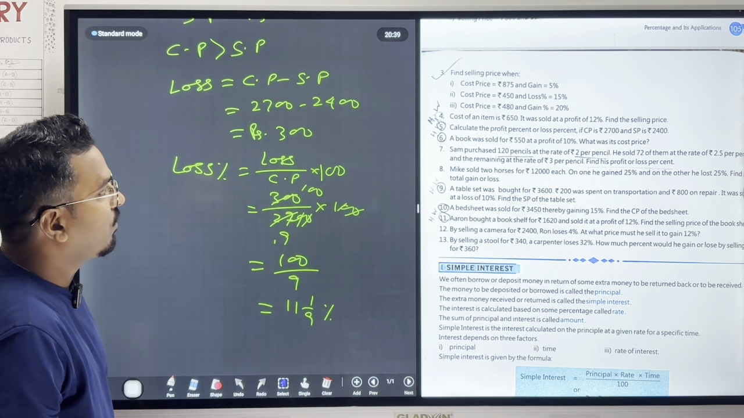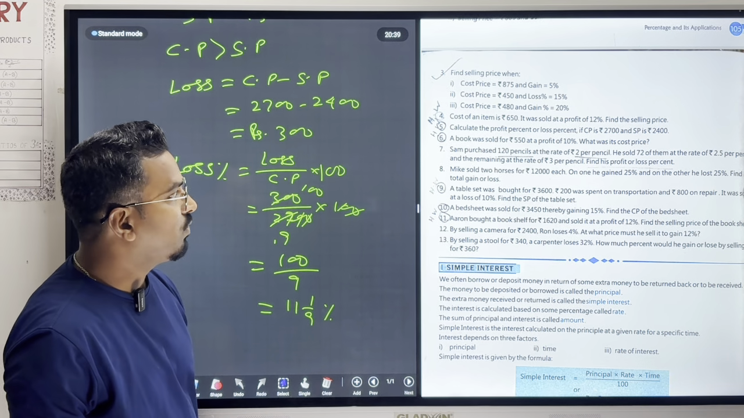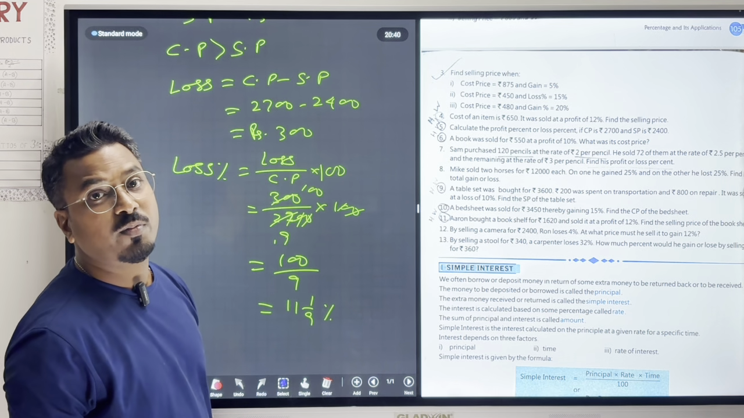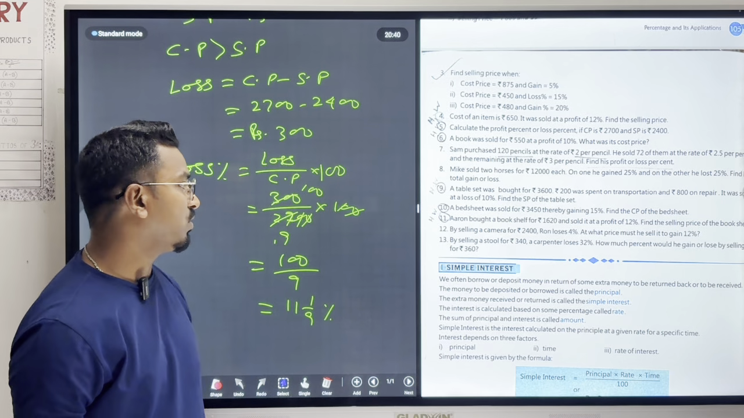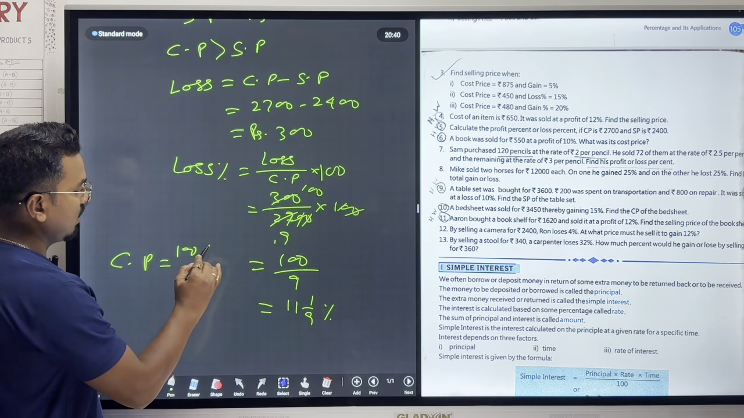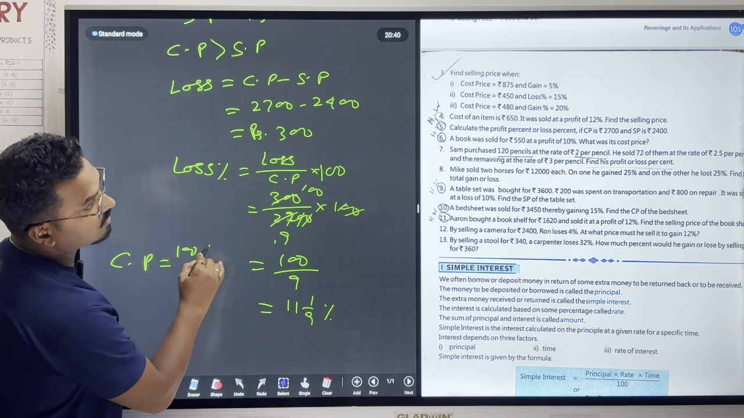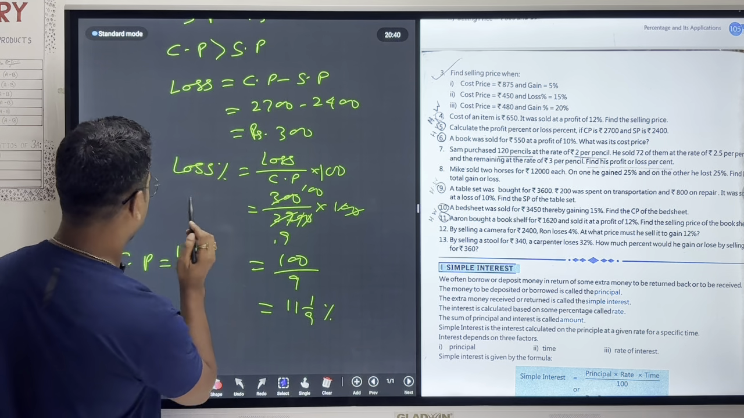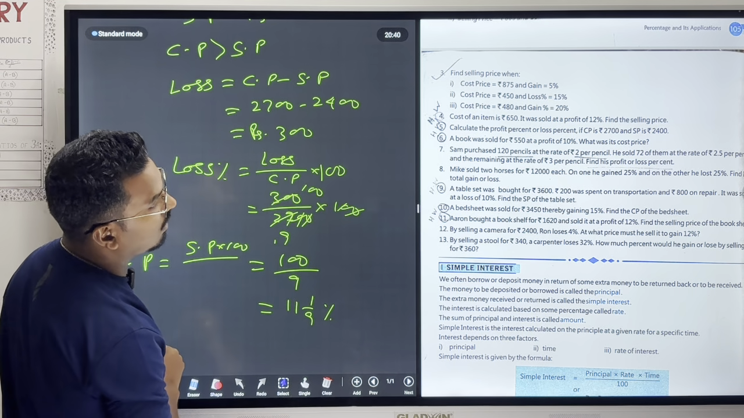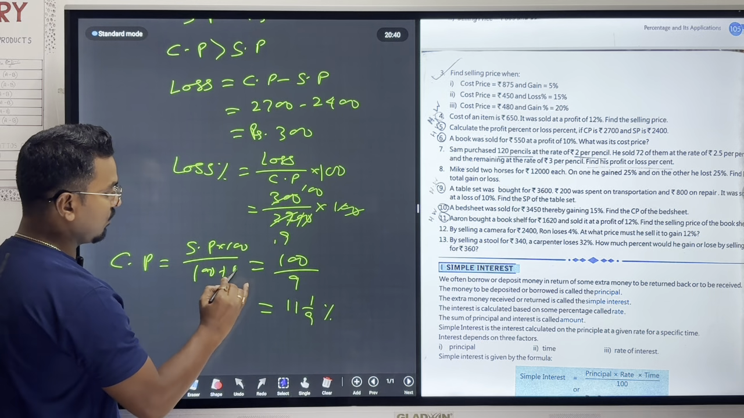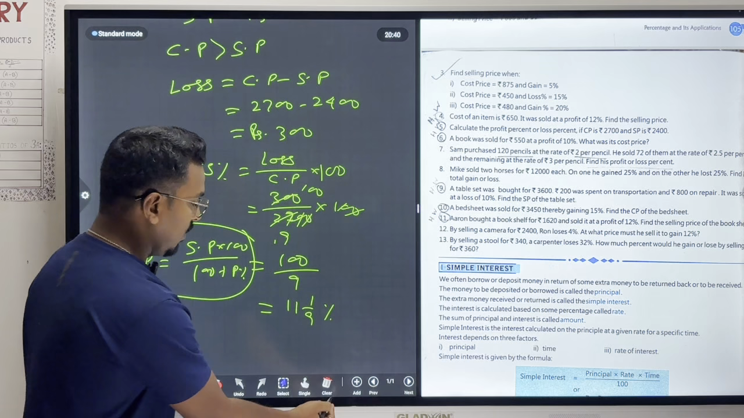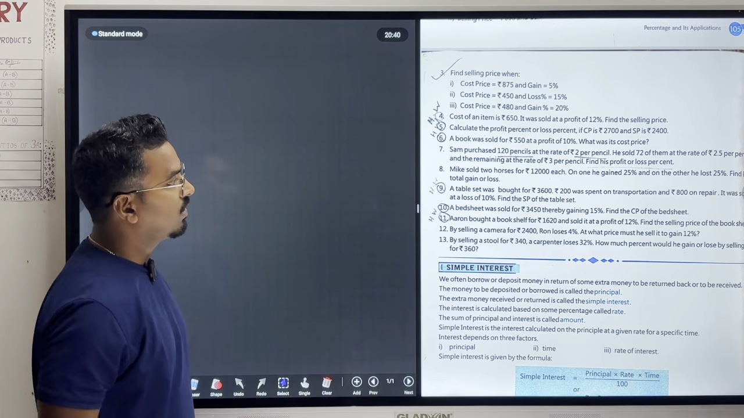A book was sold for rupees 550 at a profit of 10%. What was its cost price? You can find it. You try to apply the cost price formula. Okay, what was the cost price formula? Cost price is equal to SP into 100 divided by, there is a profit, so 100 plus profit. You apply this formula, you will get question number 6. Moving to the next question, question number 8.